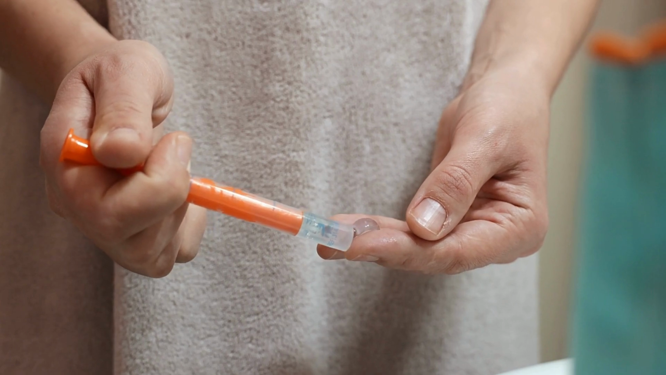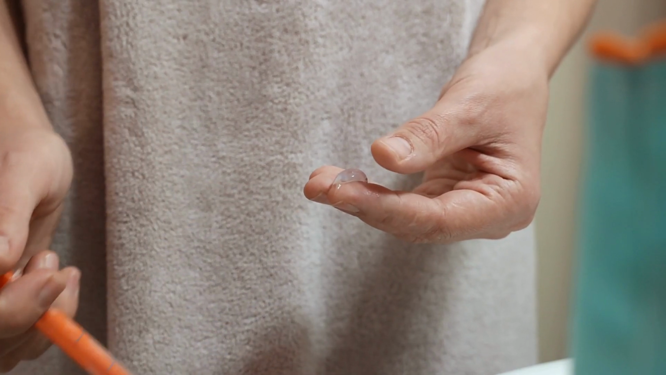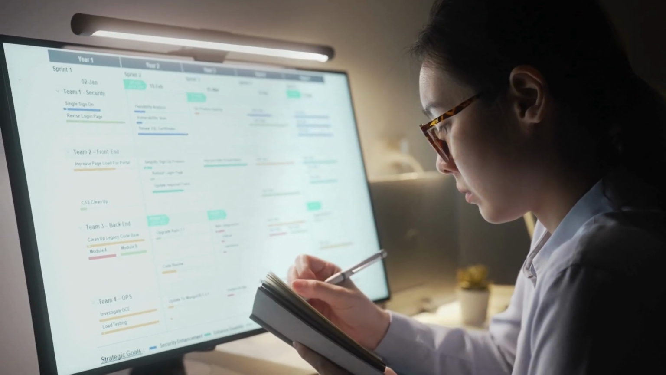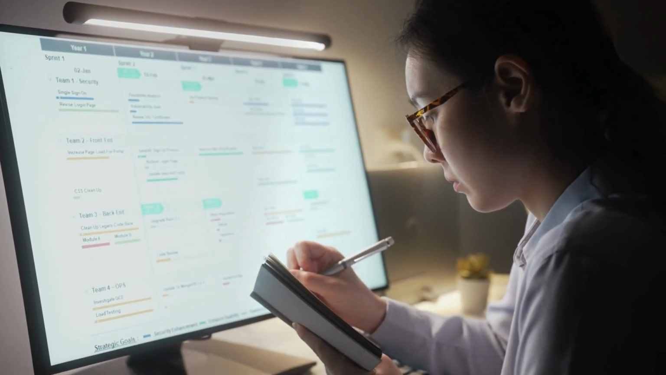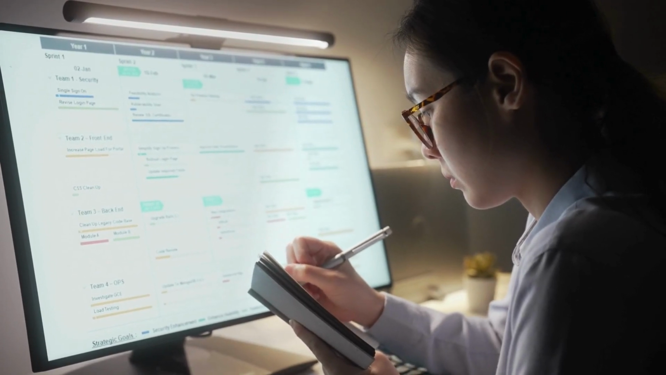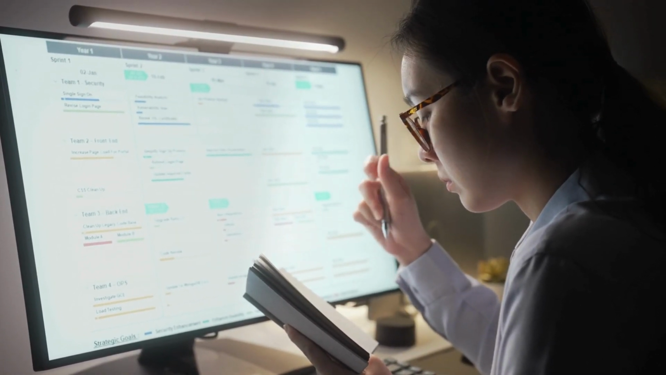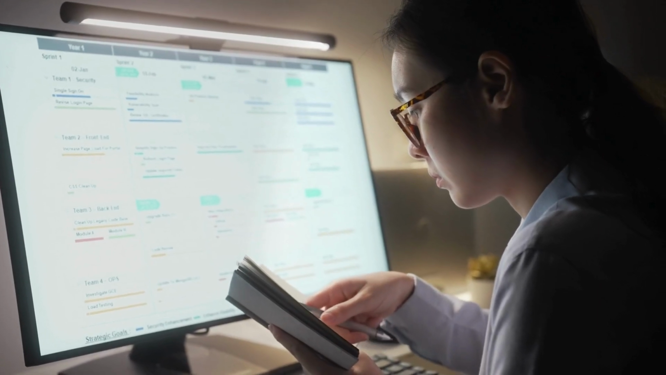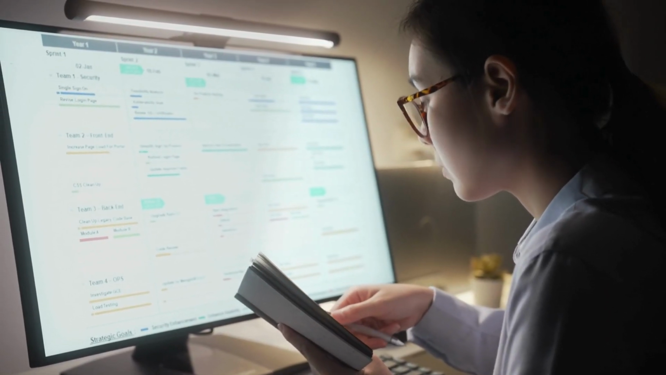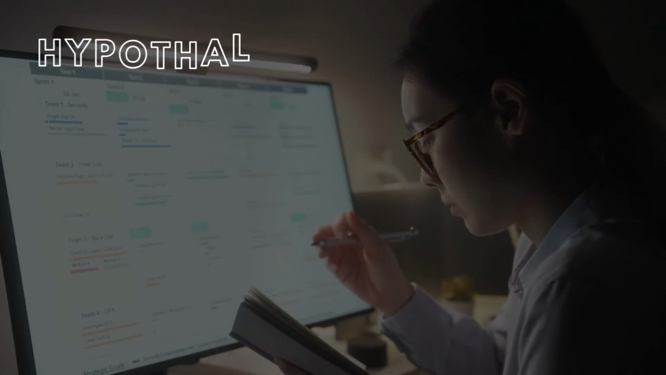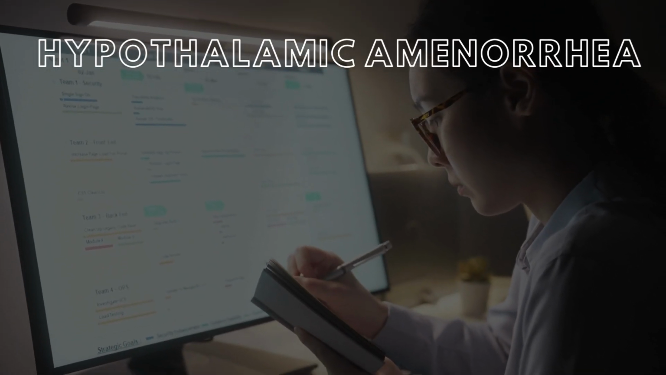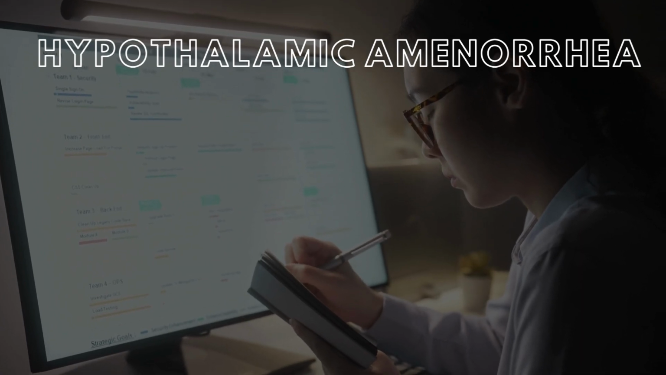Over the next several months, your patient gains a healthy amount of weight and adopts a more balanced training schedule. Her energy and mood improve, and her period returns. Follow-up labs show rising estrogen levels and stable bone density. With proper treatment, her cycle and overall health begin to recover. This has been a classic example of hypothalamic amenorrhea.